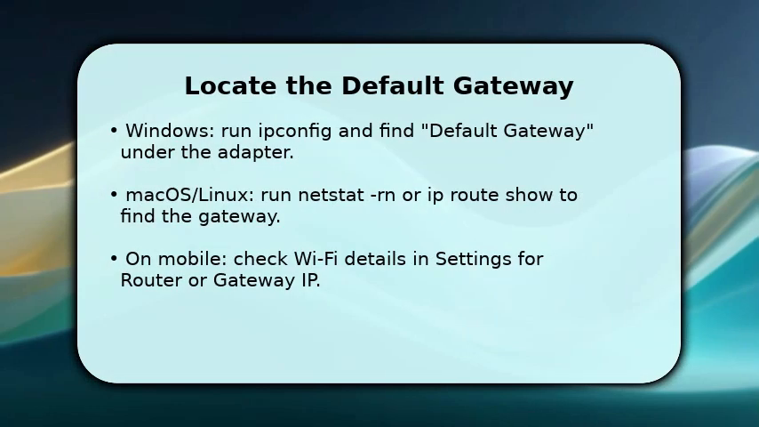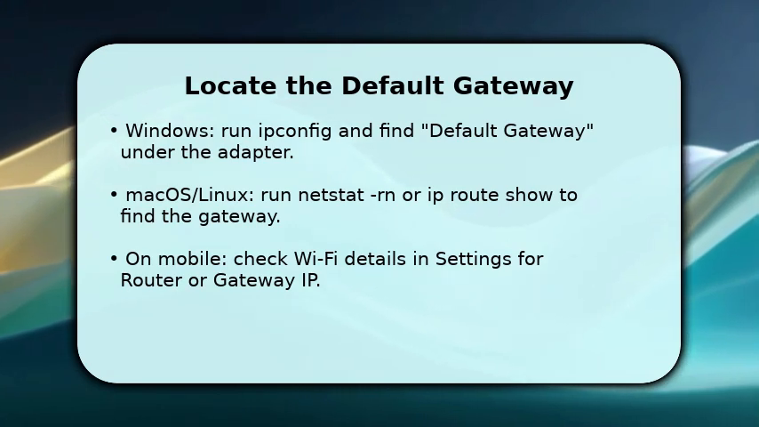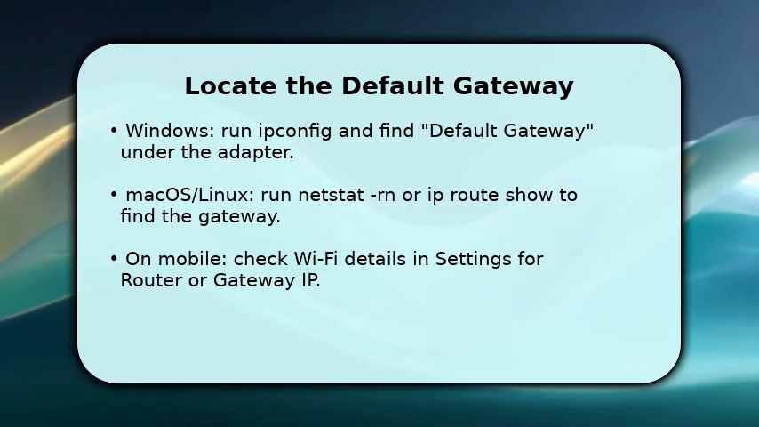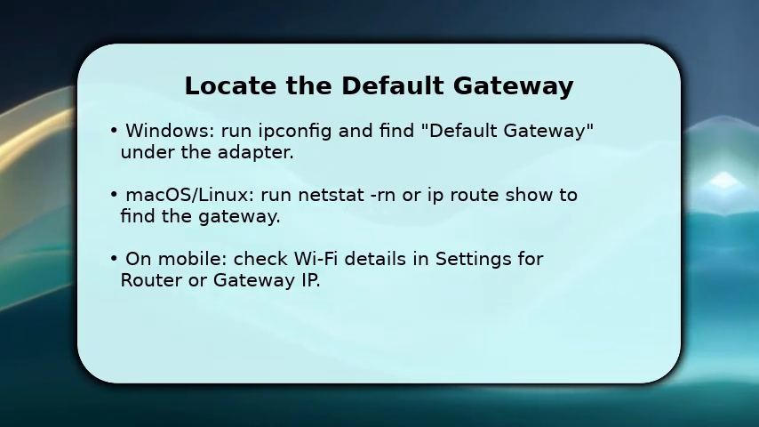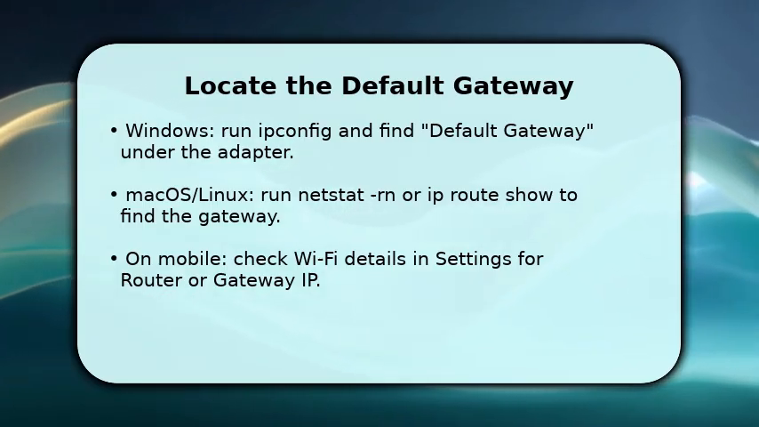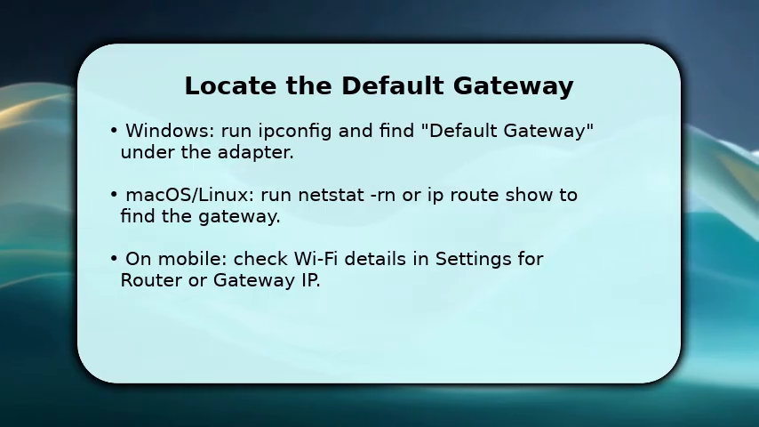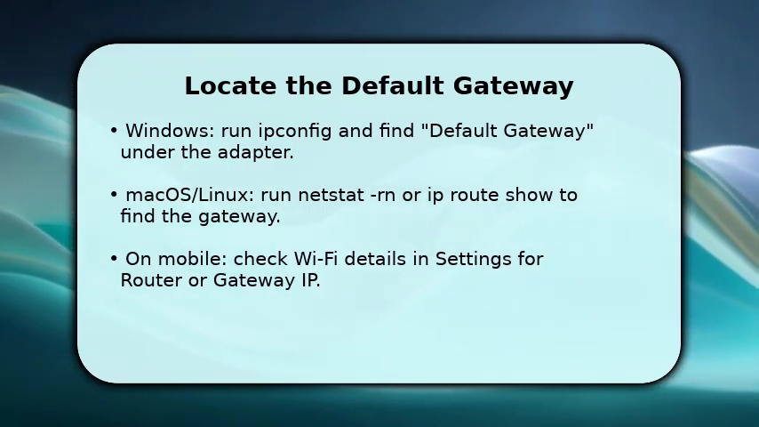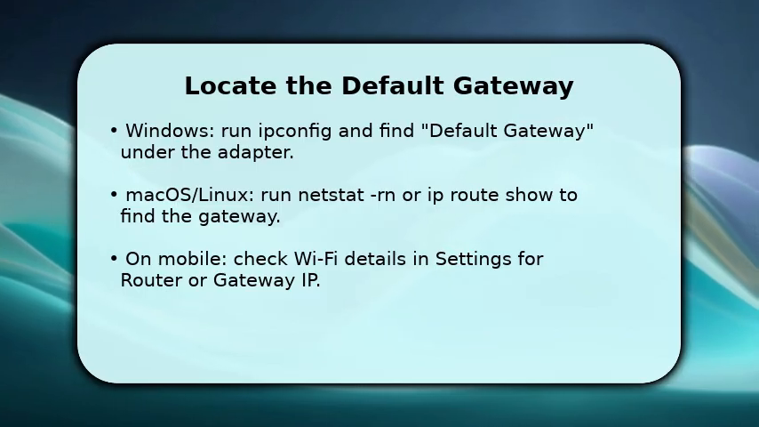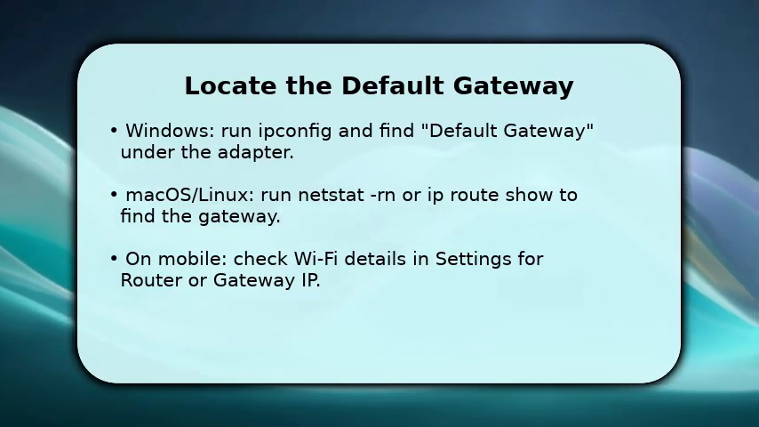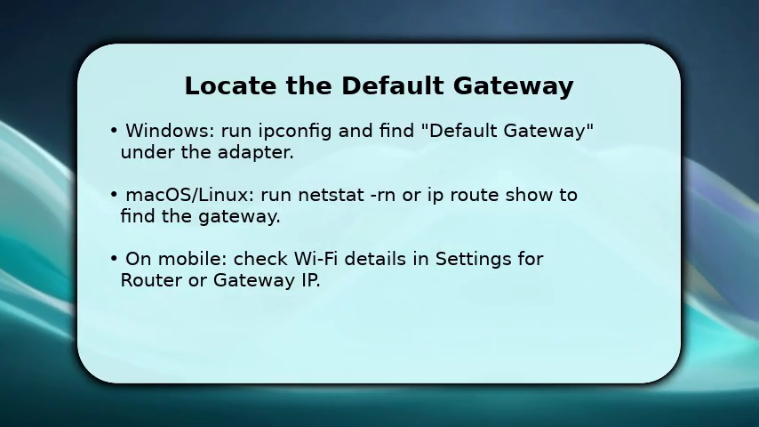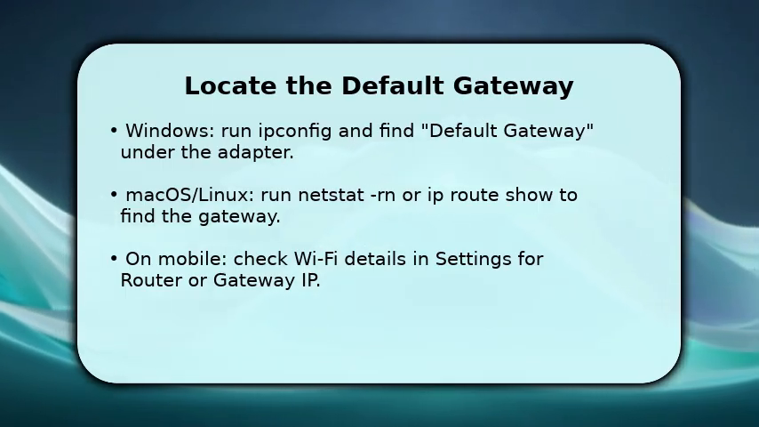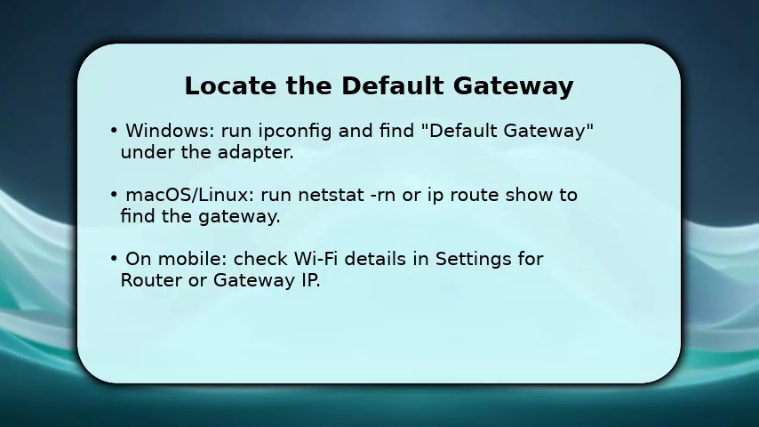Now find the router's IP, called the default gateway. On Windows, type ipconfig and read the default gateway line under the active adapter. That's the router IP. On macOS or Linux, use netstat -rn or ip route show. Look for the gateway for your interface. On iOS or Android, open Wi-Fi details and locate the router or gateway field. You're doing this because the gateway is the address your device uses to reach the router's admin interface. Copy it exactly for the next action.